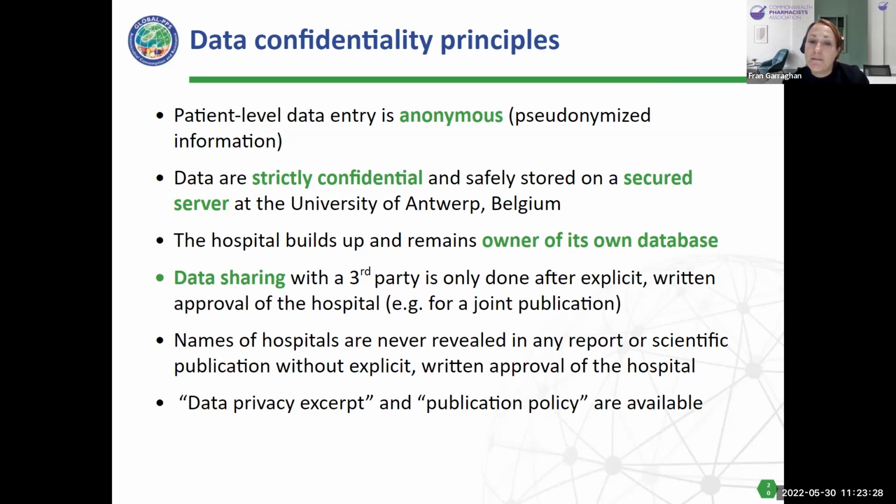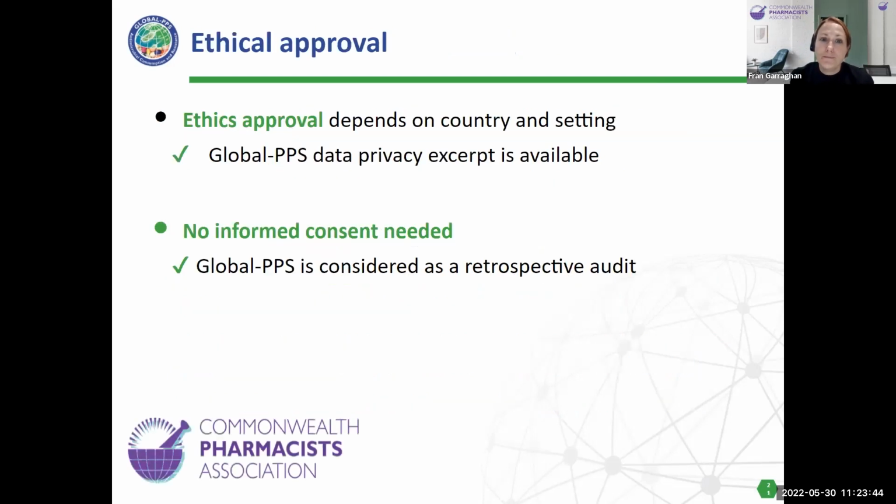Names of hospitals are never revealed in scientific publications or reports without that approval. And the Global Point Prevalence Survey do have a data privacy excerpt and a publication policy, which we can provide for you if you need them. So ethical approval does depend on the country and the setting. And again, we can use the Global Point Prevalence data privacy for this. You don't need informed consent from patients, as global PPS is considered a retrospective audit.